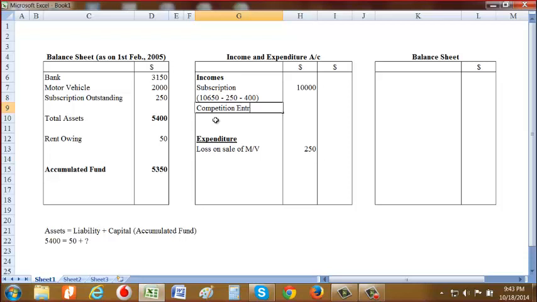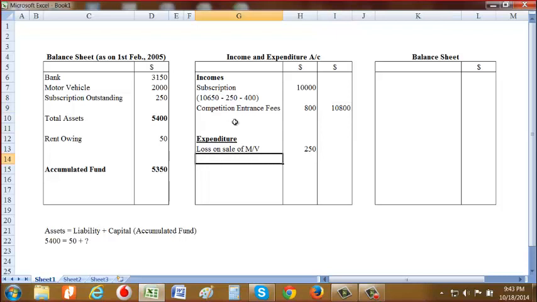Competition entrance fees. How much amount? 800 I got. Understood? So now I will make the total of my income. So see, my total income will be 10,008. This is my total. Got it?